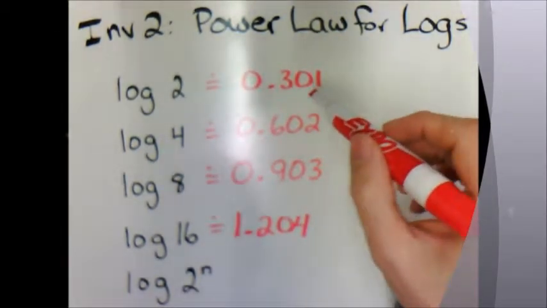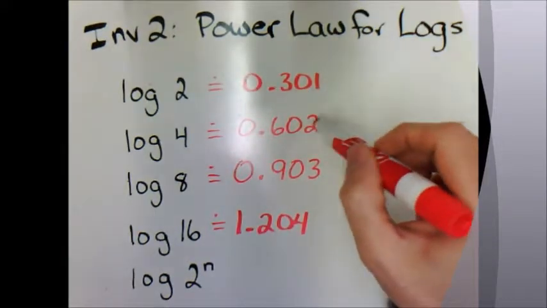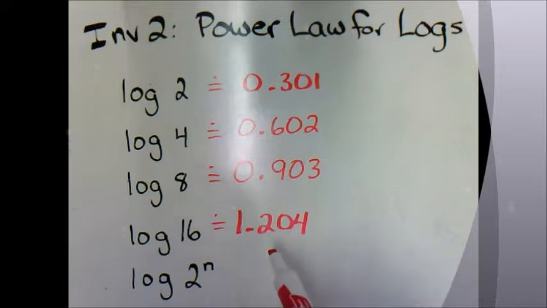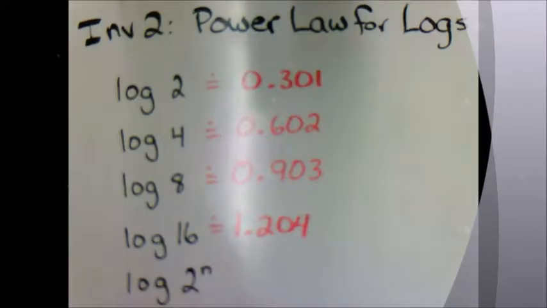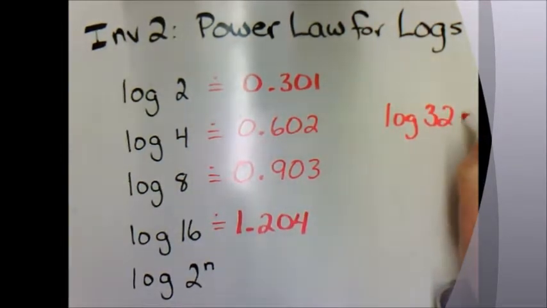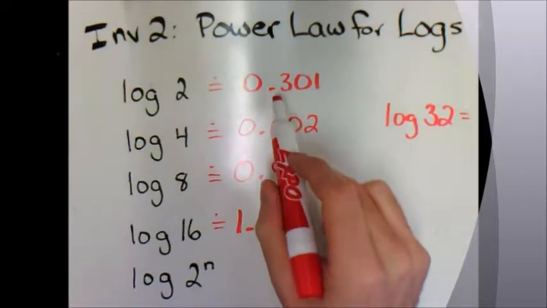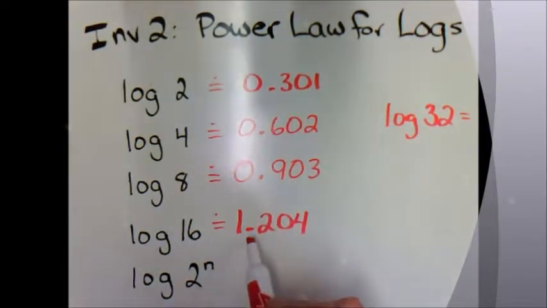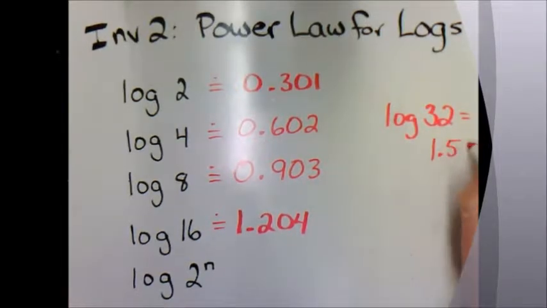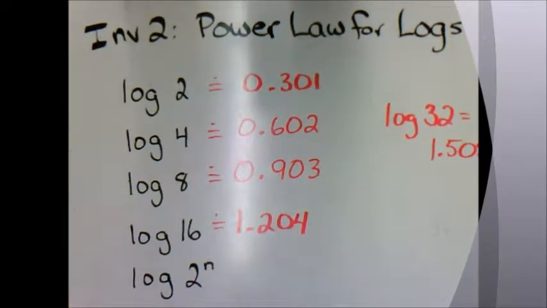I'm seeing that each time, my value is simply adding the log of 2 to the previous value, to get the next value. So I can make a prediction about what might happen at log of 32. Well, I think I'm going to be adding 0.301 to 1.204 and be left with 1.505. Go ahead and check that in your calculator. Yep.